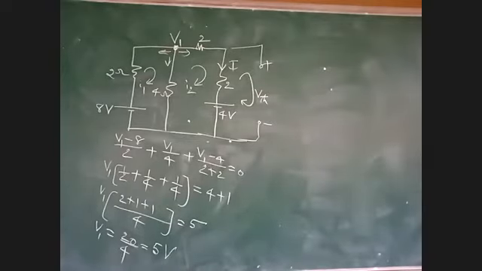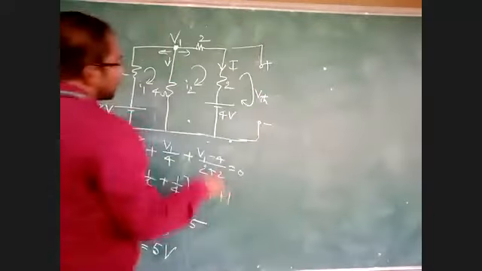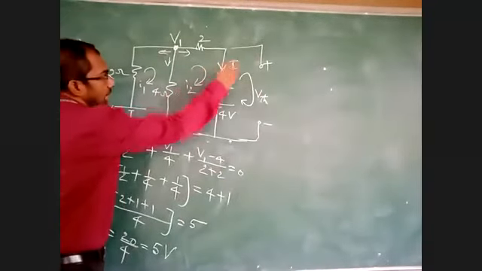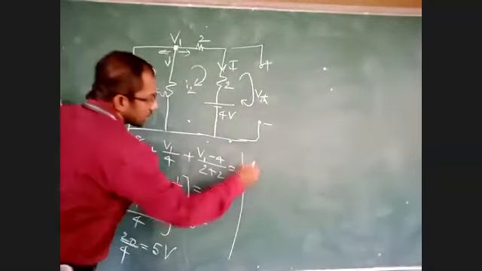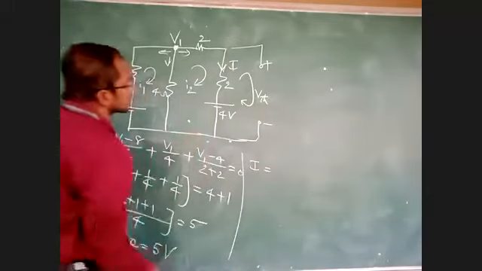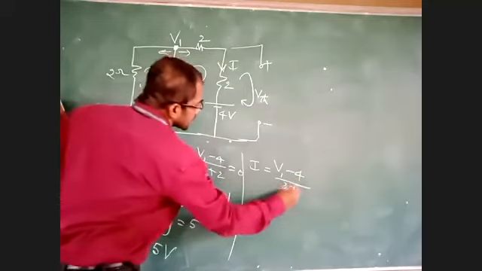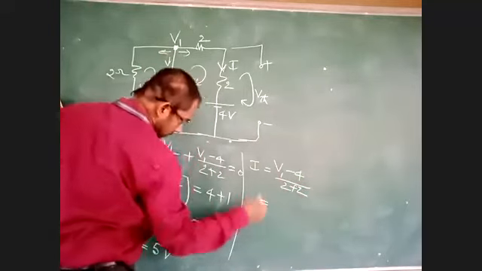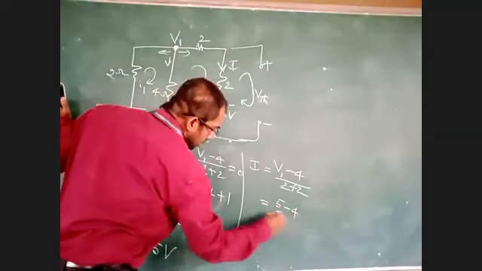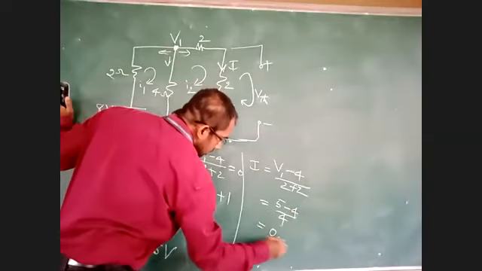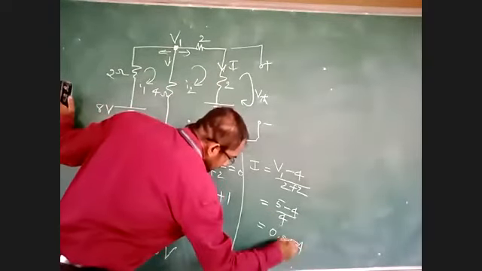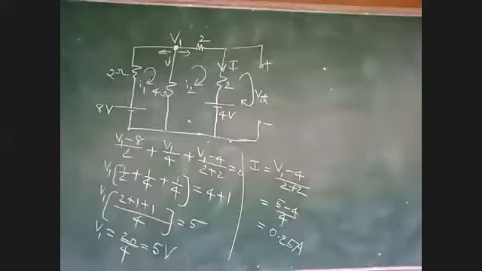Okay, now see, I want the current in 2 ohms. The current in 2 ohms is V1 minus 4 divided by 2 plus 2. Your V1 is 5. 5 minus 4 by 4, that is 0.25 ampere. See, in mesh analysis also we have got the same answer, 0.25 ampere in 2 ohms.